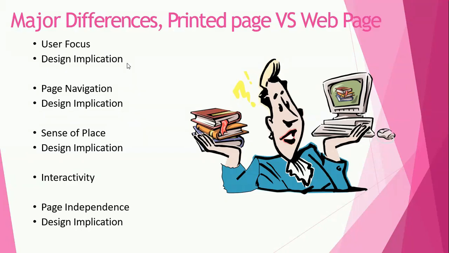For web page navigation, the design implication is to provide overviews of information organization schemes and clear descriptions of where the links lead. So what the design implication here is, for the user, the developer has to design a web page in such a way that there should be clear descriptions of where the links will lead.